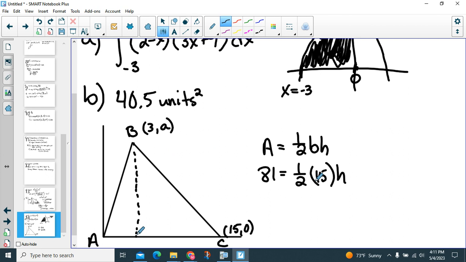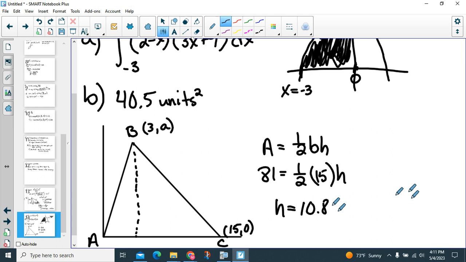So all I have to do is solve this equation. This is 7.5, so just divide both sides by 7.5, and you get that h is equal to 10.8 to 3 sig figs. And that is it for number 13.